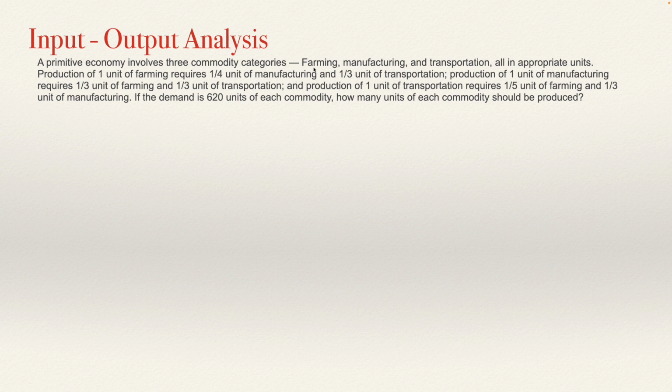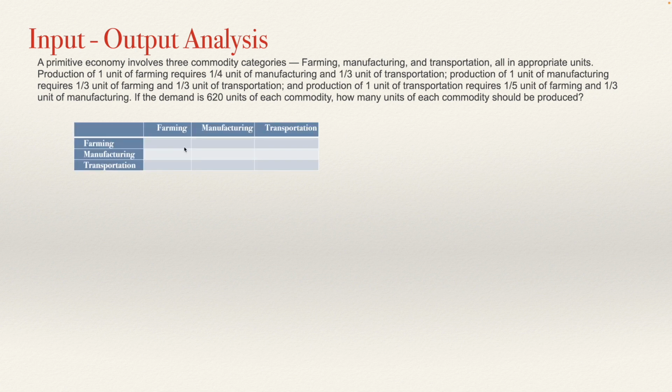So we have here three economic sectors: farming, manufacturing, and transportation. So the input-output matrix will be a matrix that takes into account these three economic sectors: farming, manufacturing, and transportation. We have this in the output, of course, and we have the same in the input.